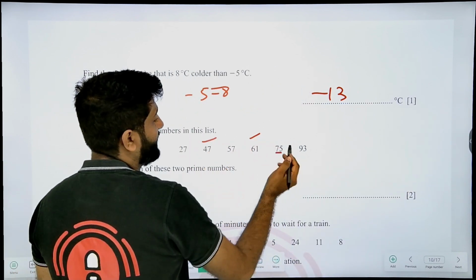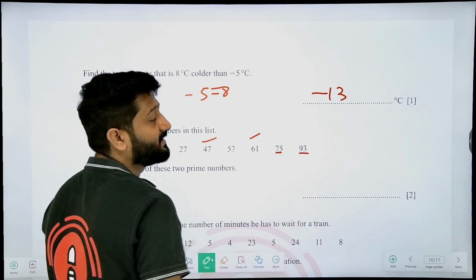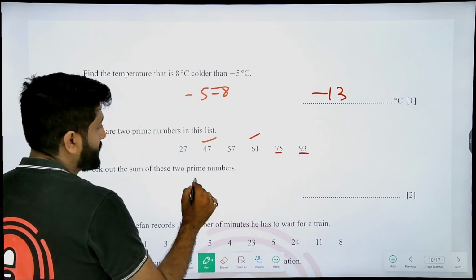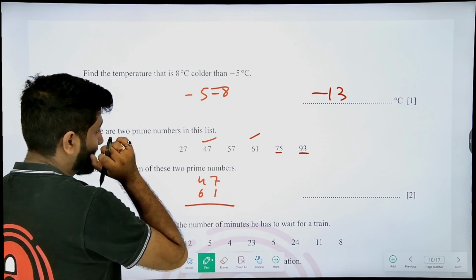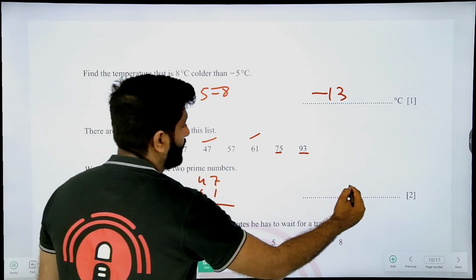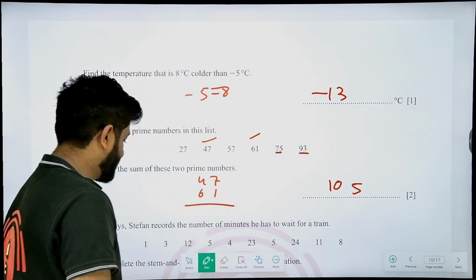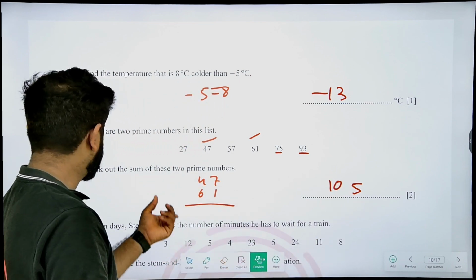47 is a prime number. 75 again not a prime. 39 again not a prime, divisible by 3. So the sum of these two prime numbers, which means 47 plus 61, you have 108. Right, next.